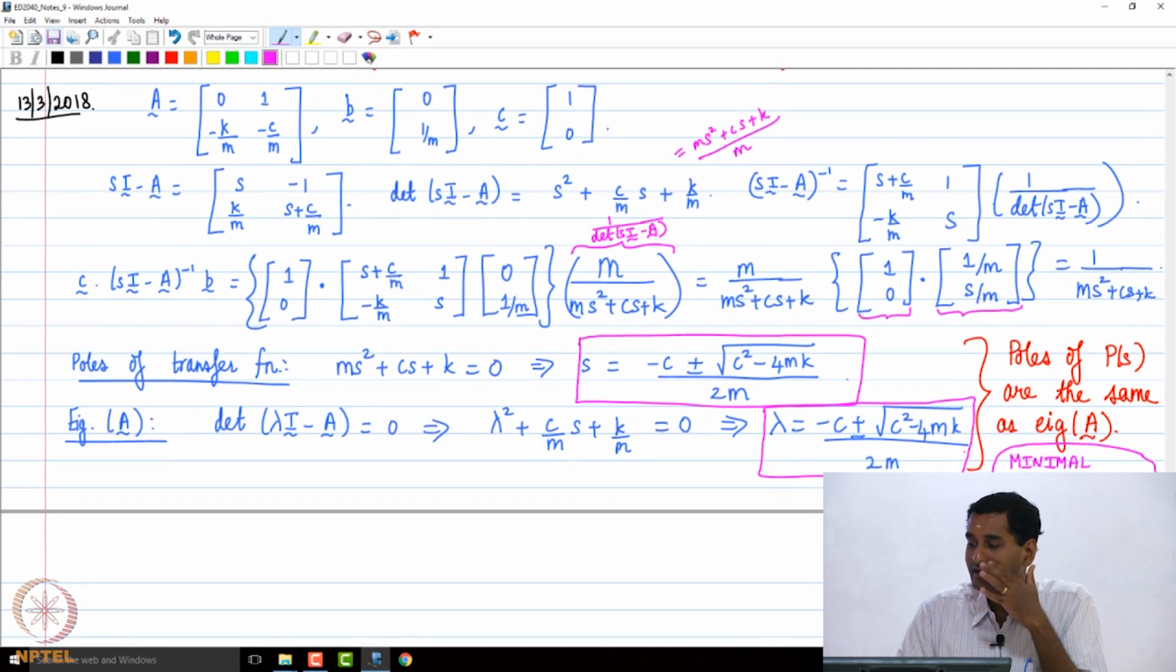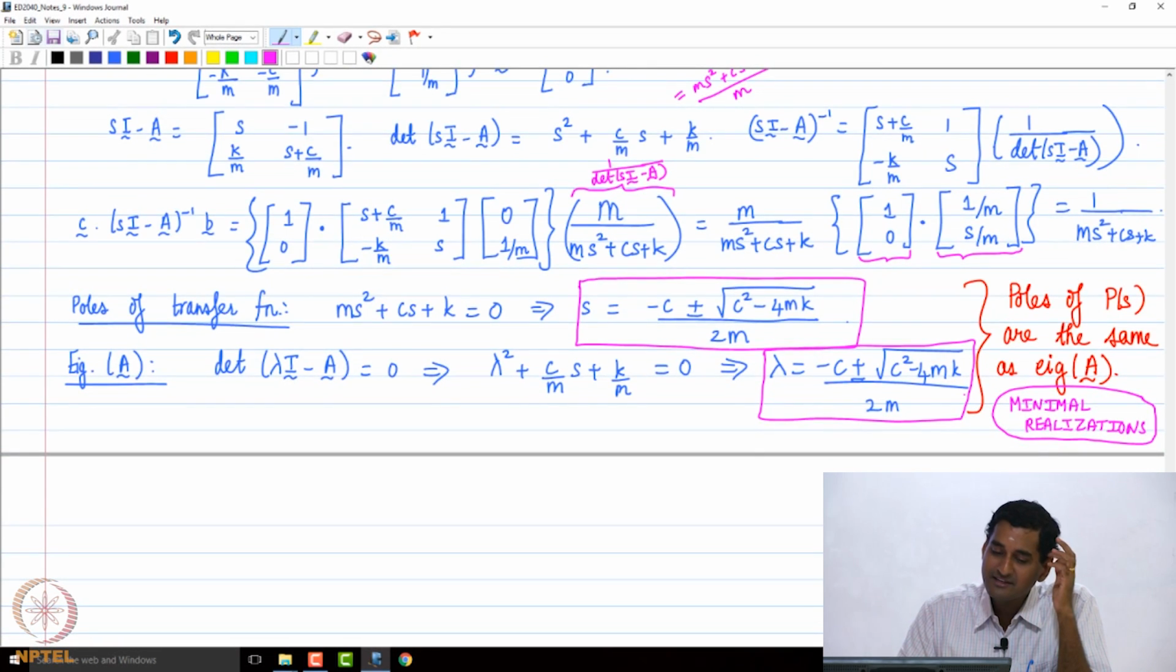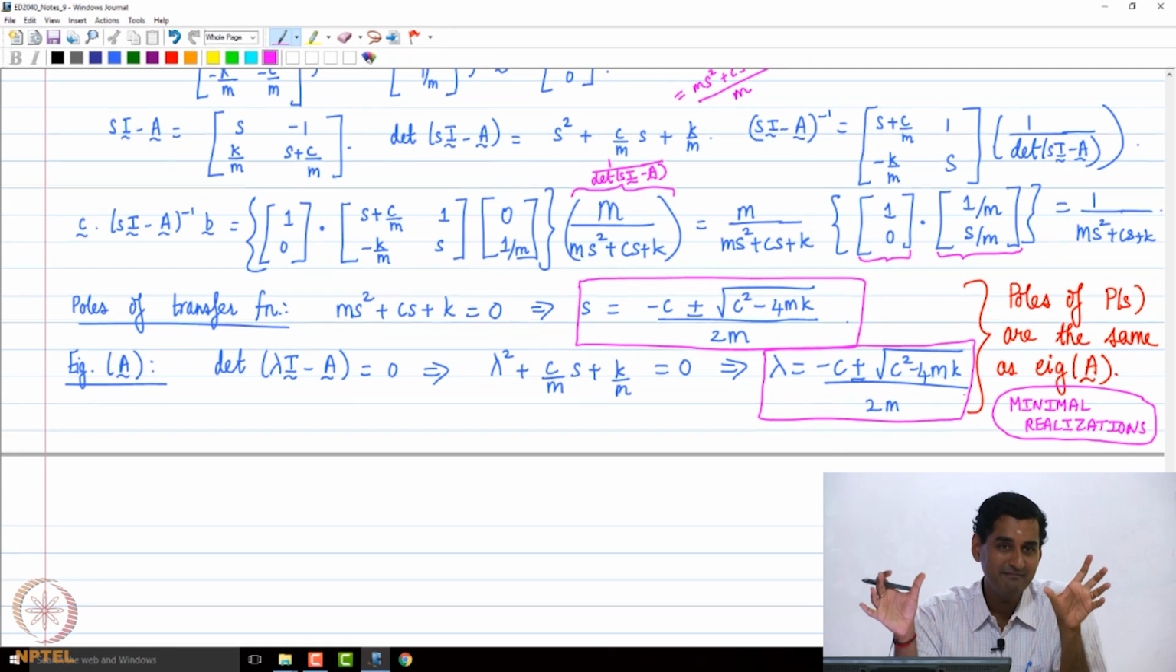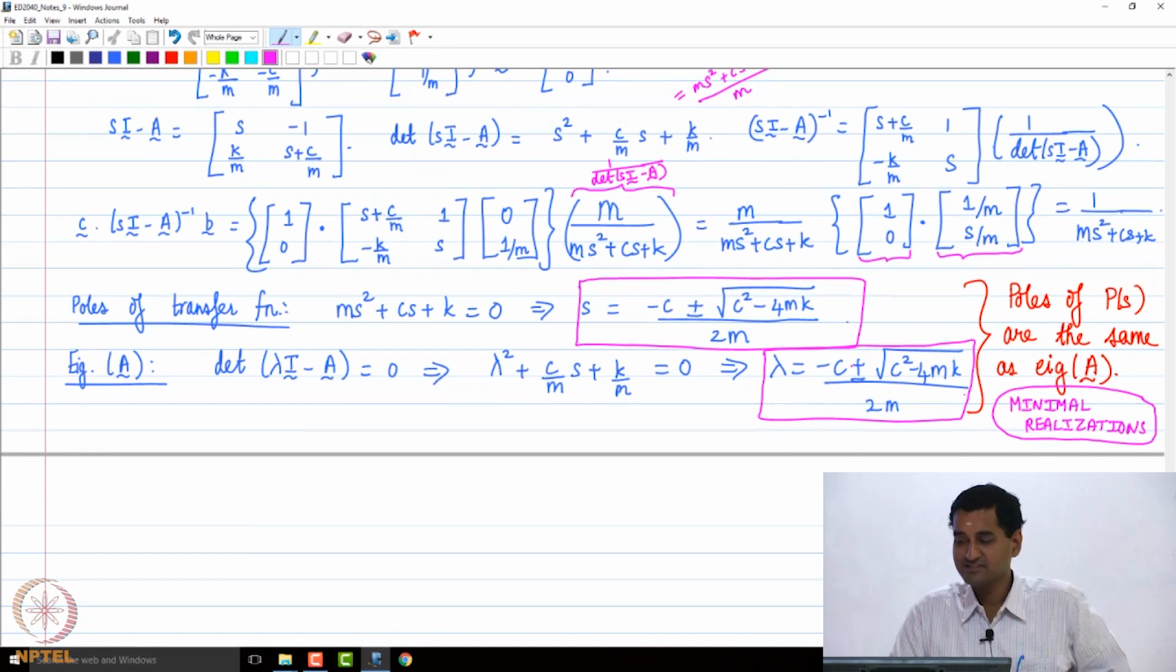So essentially, if you have a non-minimal realization, by and large, one would be a subset of the other. Okay, the two sets will be exactly the same when you have what is called a minimal realization. So here you see that there are two poles of the transfer function and two eigenvalues of the state matrix, both are the same. So the set is the same, right? So that's something which we can observe.